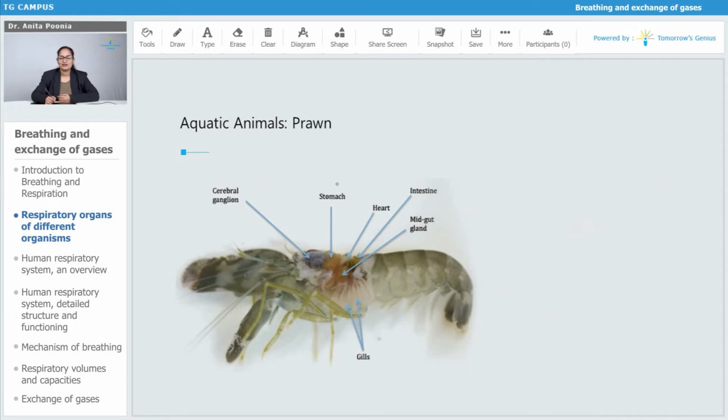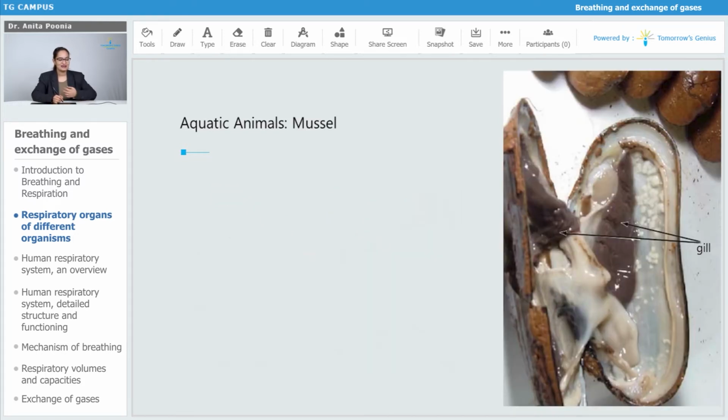This is another aquatic organism, that's the prawn. You could see the cerebral ganglion, the stomach, the heart, the intestine, the mid-gut glands, and you could also see the gills, which are the respiratory organs for this organism. It performs the respiration. And this is another organism, that's the mussel, and you could see very clearly the gills of the mussel. So this is how the mussel also respires, and the gills are the respiratory organ of this mussel.